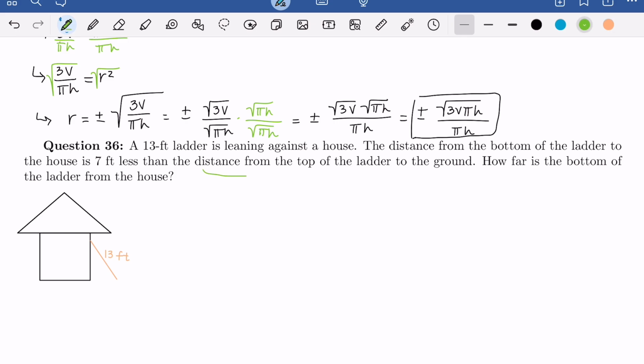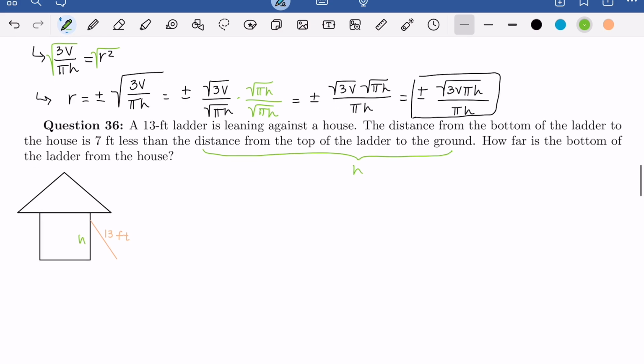Let's call the distance from the top of the ladder to the ground the height, so this will be h here. And then this means that if the distance from the bottom of the ladder to the house is 7 feet less than h, this can be written as h minus 7. So that means this distance here is h minus 7. What we want to do then is find the height of this and then use that to find this distance here. Alright, so we can do that using our Pythagorean theorem.